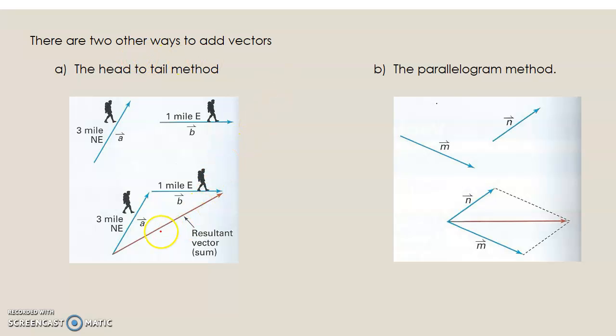Two other ways to add vectors. You've got these, however much that is, head to tail. And right here, the parallelogram method. It's virtually the same thing because you could easily draw a parallelogram right around this. So it's identical. But that's how the vector sum from the resultant.